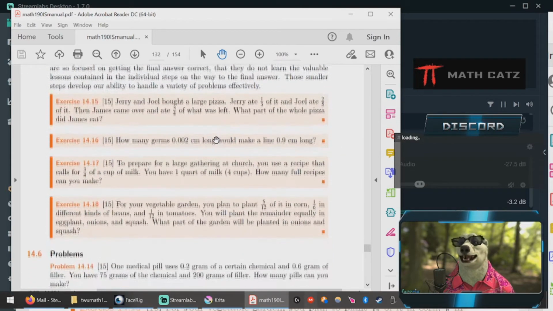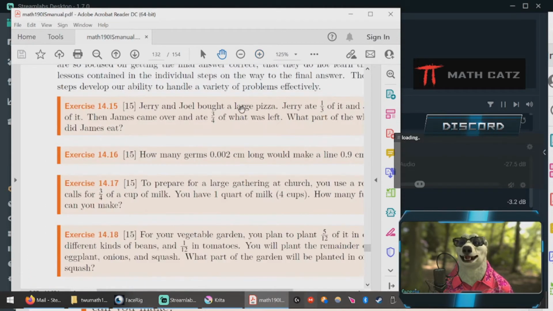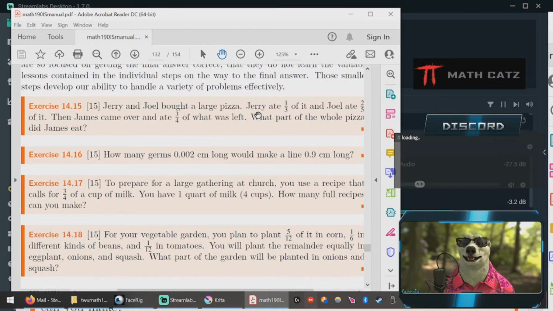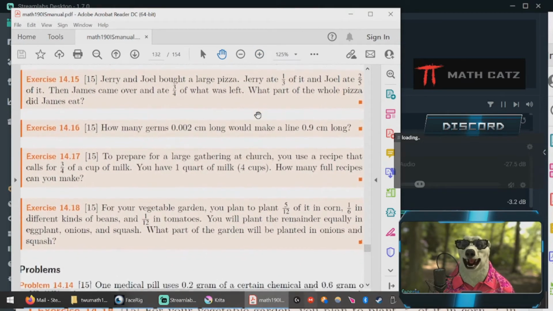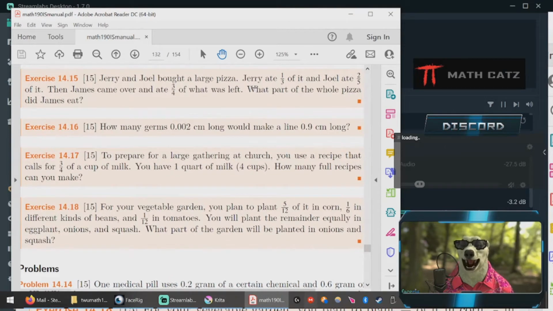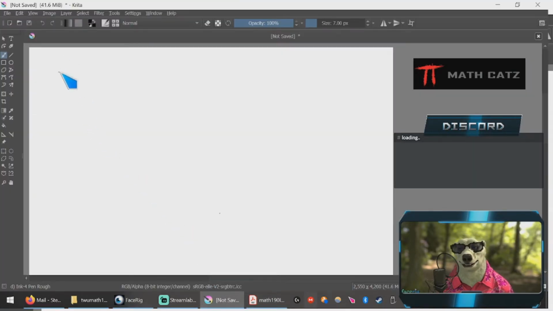So let's look at the first one. They're not in increasing order of difficulty or anything like that. Let's move it up here to the top. There we go. Exercise 14:15. So let me set that up.